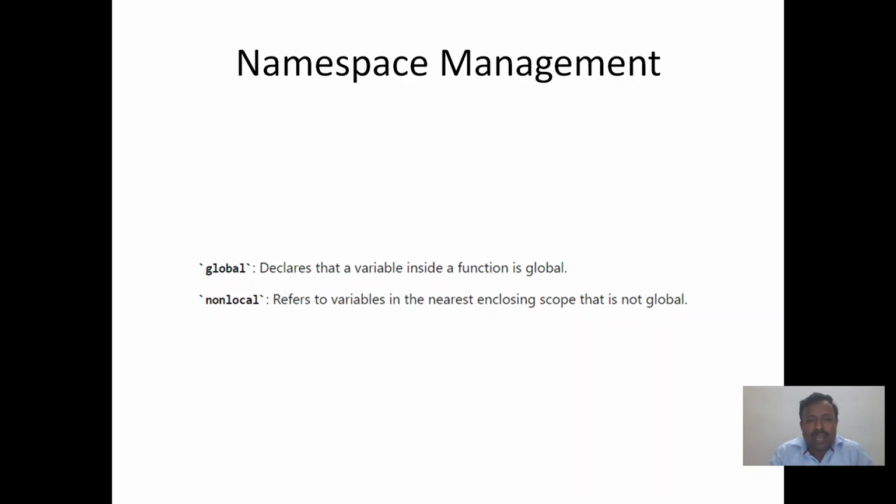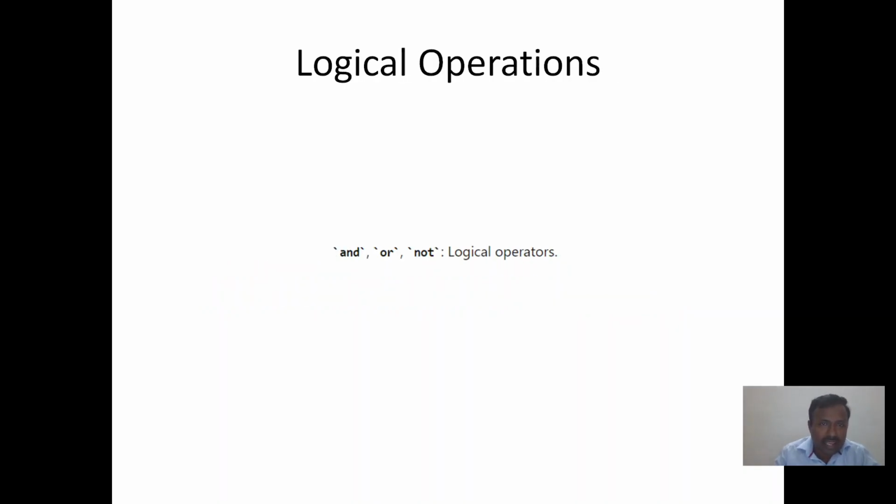So whenever you want to have a global variable, you can use the global keyword. Similarly, if you want to have a non-local variable, you can use the nonlocal keyword. And the next category is logical operations. There, when you want to have a compound condition, you can use the and, or keywords. When you want to have a negation condition, an opposite condition, you can use not. This and, or, not are logical operators. Though they are keywords, they are also operators.